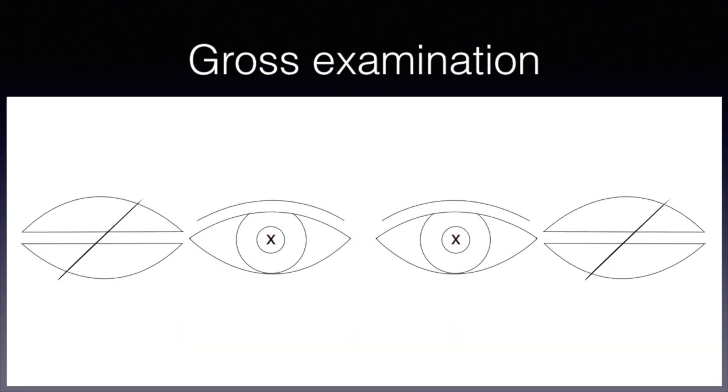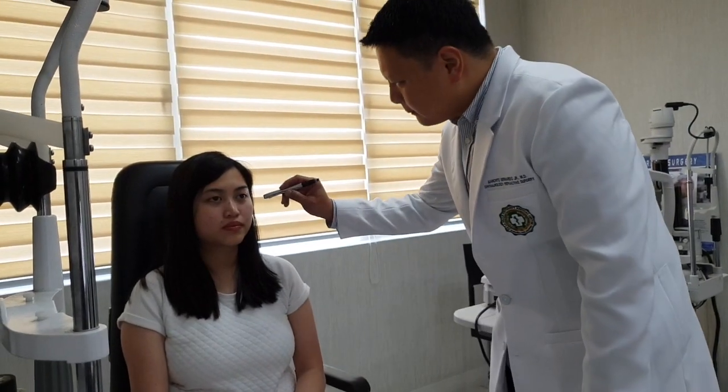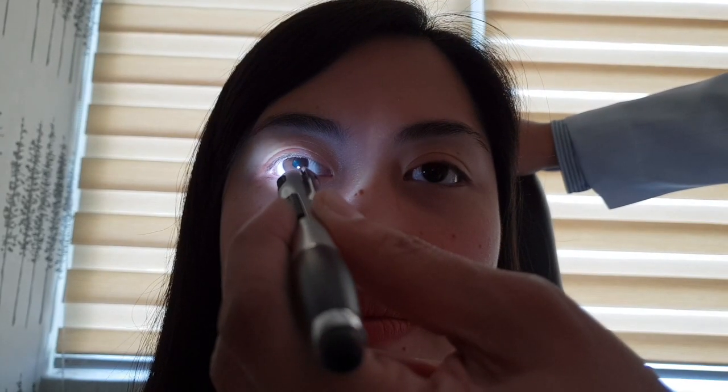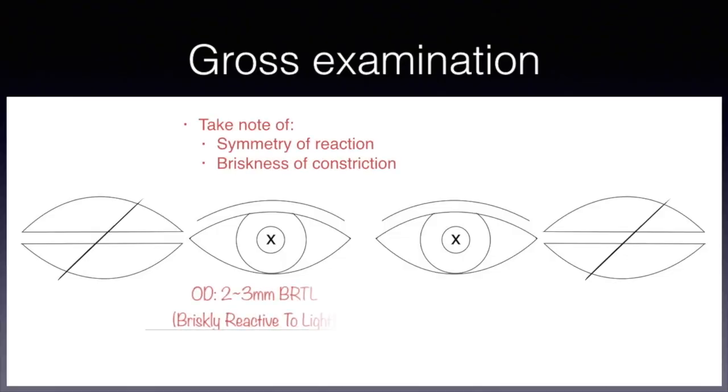Proceed to the innermost aspect of the gross examination. This includes the pupils and the lenses. Instruct the patient to fixate at a distant target. Start the pupillary exam by estimating the pupil size in millimeters. Then elicit direct pupillary light reflex as shown by constriction of the pupil upon exposure to a light source. Consensual pupillary light reflex is elicited when the pupil of the opposite eye constricts upon exposing the other eye to a light source. Pay attention to the symmetry and briskness of constriction.